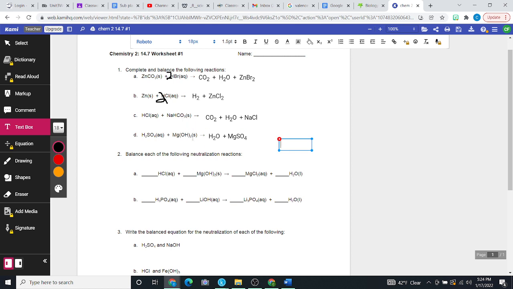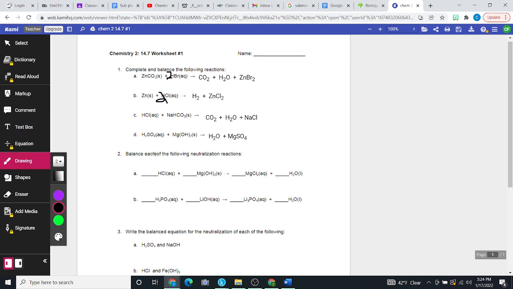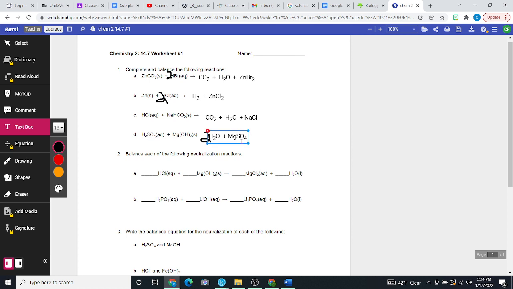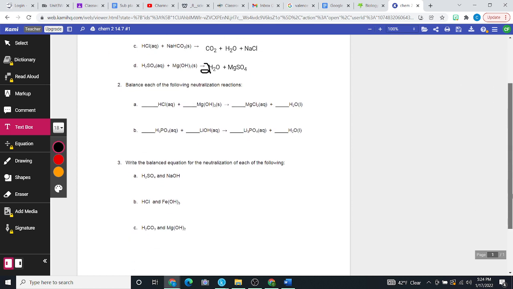So I've got 2 hydrogens there and 2 there, which would make that 4. So I need to put a 2 in front of my water. And that fixes my oxygens. I have 2 oxygens here. Now I have 2 oxygens here. Now I'm looking at my SO4 as its own thing. So I've got 1 SO4, 1 SO4, 1 magnesium, 1 magnesium, 4 hydrogens. There's 2, plus another 2 there, 4. 2 oxygens, 2 oxygens. So everything's okay now.